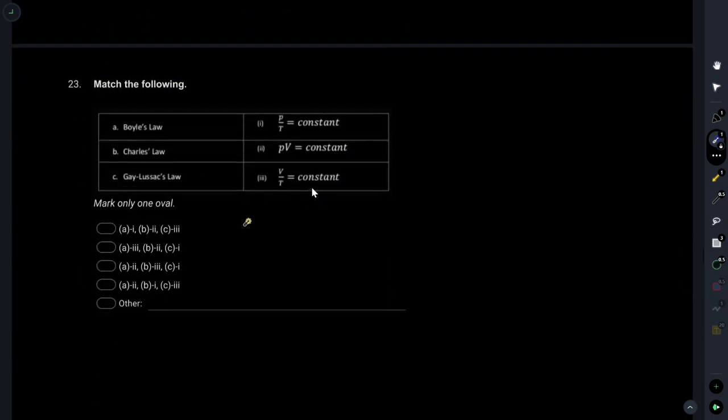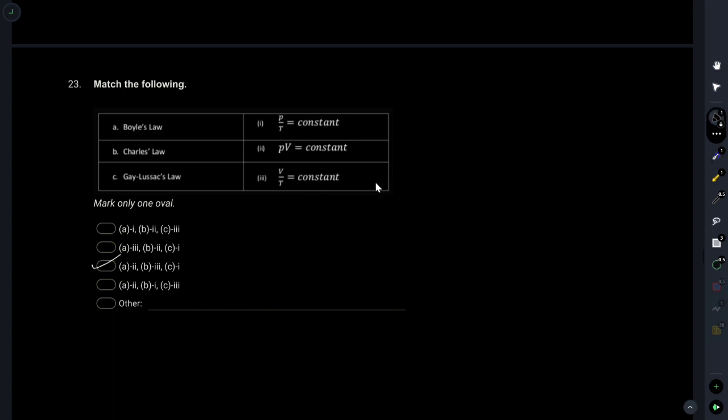Moving further, this is a match the following type question. Boyle's law, obviously we know, is PV = constant, where temperature is constant. At constant temperature, the pressure-volume relation is inverse. Charles's law: at constant pressure, volume and temperature have a direct relation. And Gay-Lussac's law: at constant volume, pressure and temperature have a direct relation. So these two are the wrong options, and B matches with option number 3. So option number 3 will be the correct answer. Option C will be the correct one.